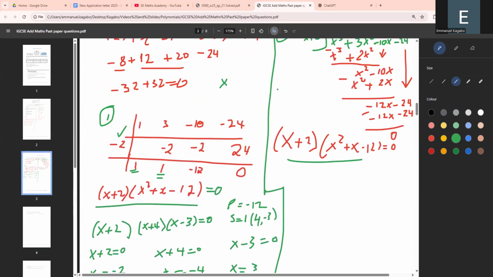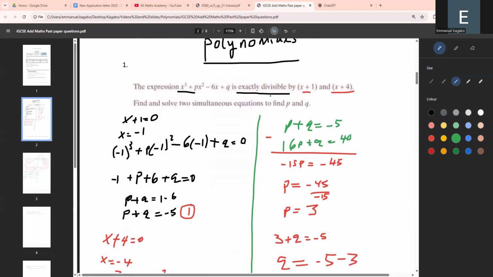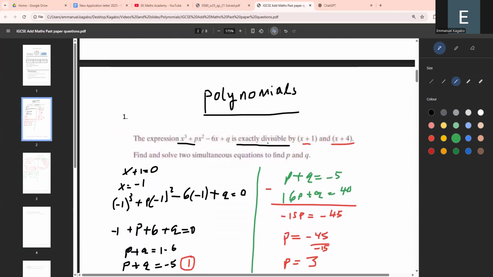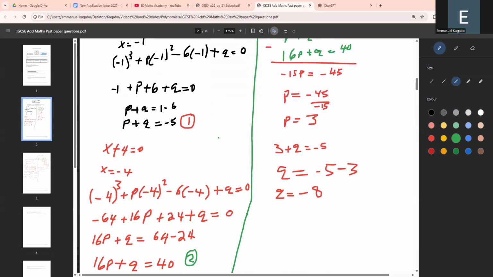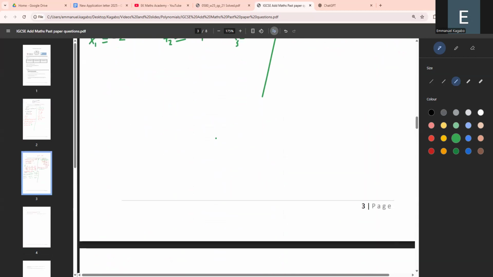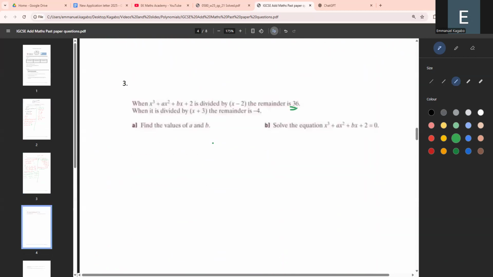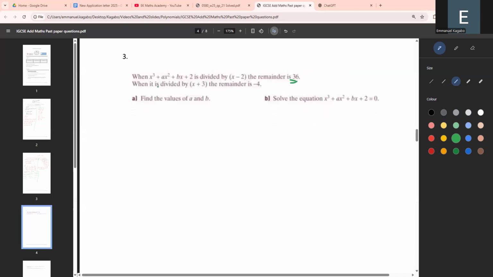For first question, let me go back. For first question, they said it was exactly divisible. Exactly divisible means when you divide by that, the remainder will be 0. But for next question, for question 3 here, they are saying whenever you divide it, the remainder will be 36, okay? Now, when it is divided by x plus 3, the remainder is minus 4, okay? Exactly the same method. They told me to find the value of a. Still, I have to form two simultaneous equations. I solve my equations, and then I do the question, okay?